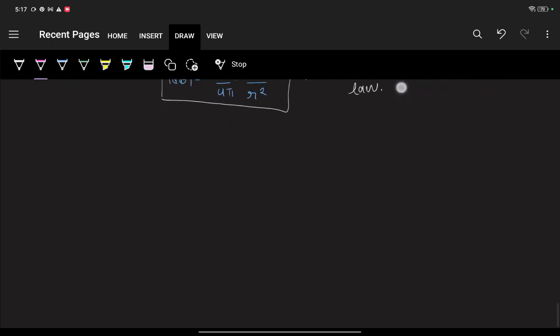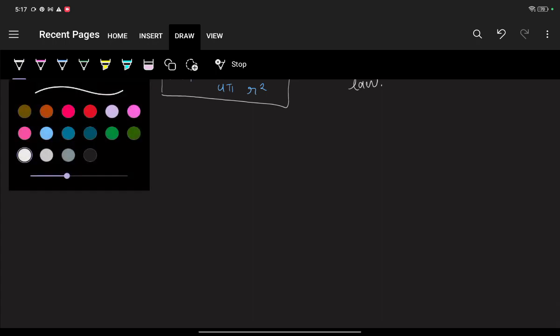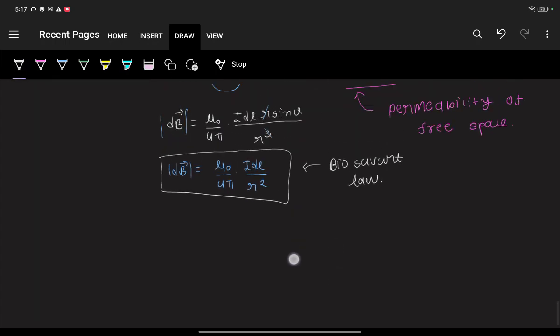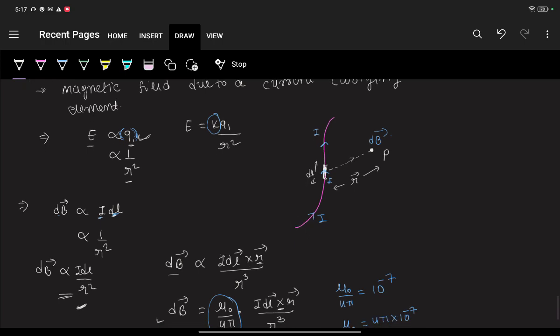Okay, now direction of magnetic field. What would be the direction of magnetic field? In this case, the current element is this way, right? And the radius, or the distance, is this way, right?